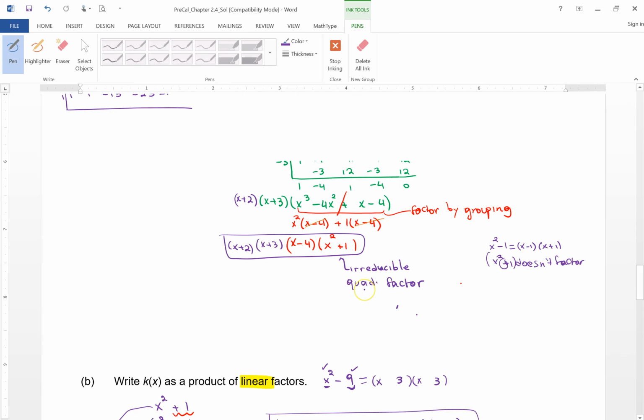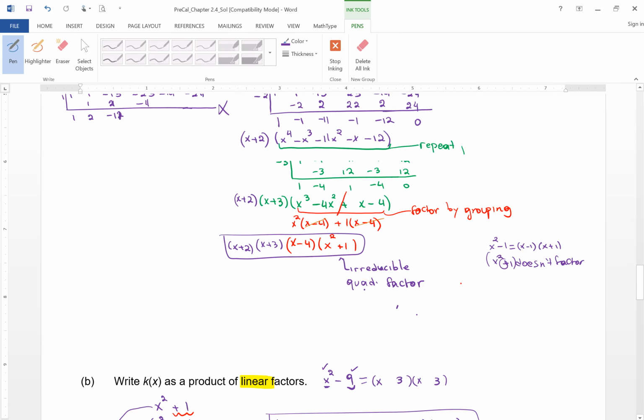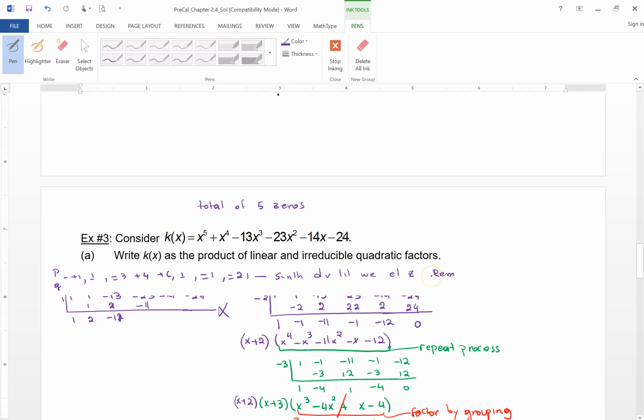And how many were we supposed to have? 5, because it's x to the fifth, right? Total of 5 zeros. That's how we started this whole thing. So this is it. You just factored your very first equation that has complex zeros. And look, who would have thought, right?